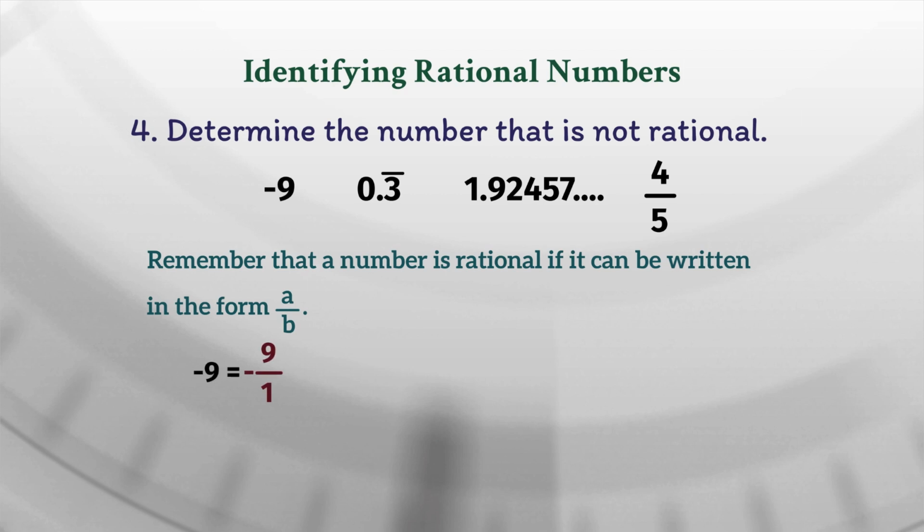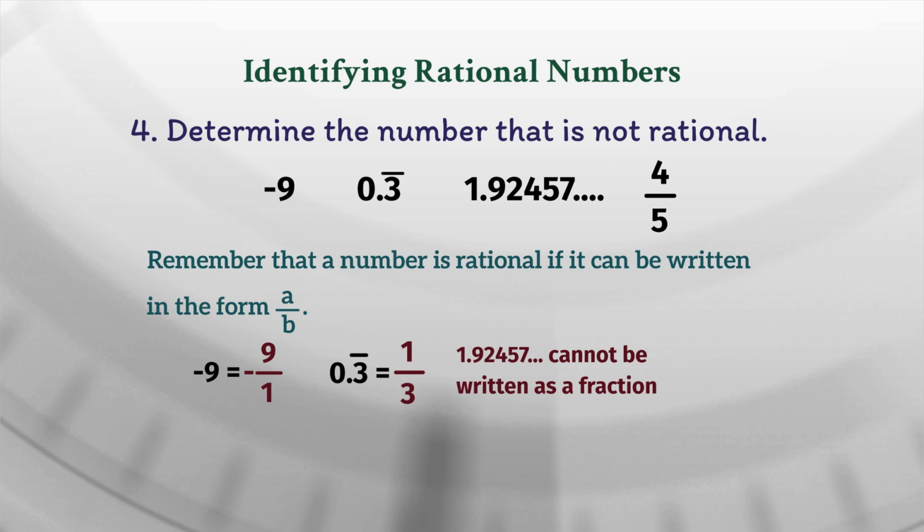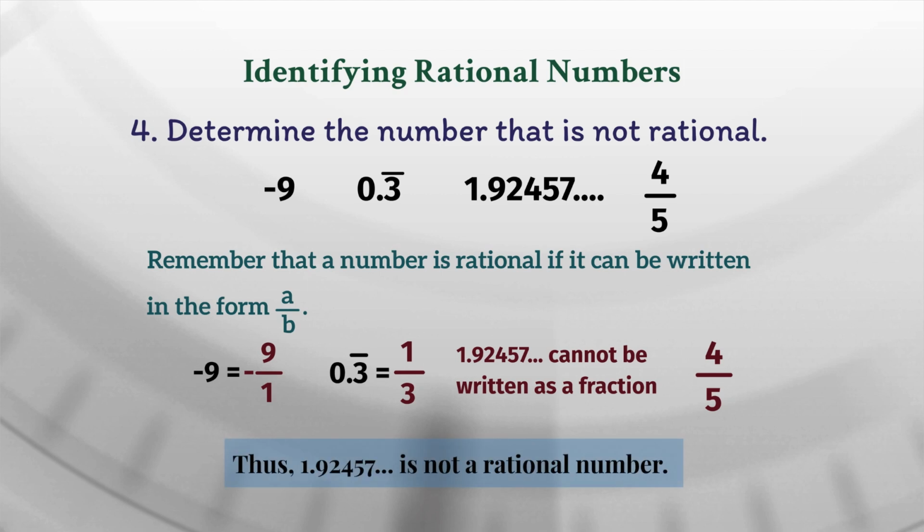-9 is -9/1 in fraction form. 0.3 repeated can be written as 1/3. We can't express this decimal in fraction form. And finally, 4/5 is already in the form a/b, so no need to change its number. Thus, 1.92457 is not a rational number.